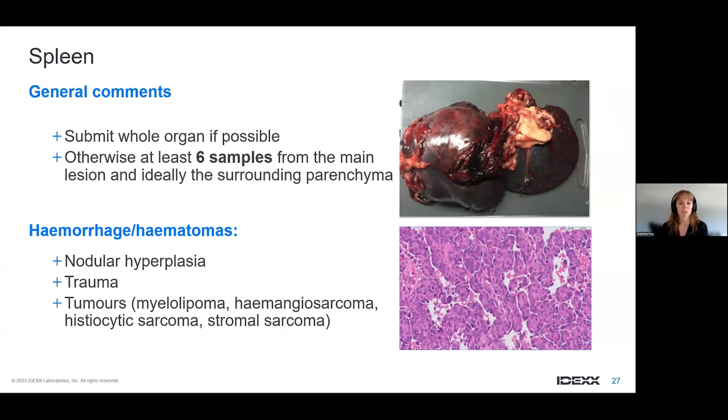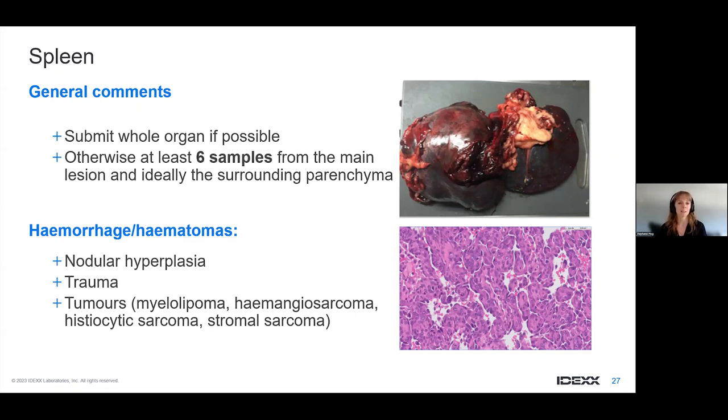And it's just something to keep in mind that any mass in the spleen, whether it's a hematoma, a stromal sarcoma, just a nodular hyperplasia, really, any of these can look quite similar clinically. And I think this is also why we see a lot of spleens in histology, because clinically it's just not possible to distinguish these. I've already mentioned before the rule of the 6 samples.